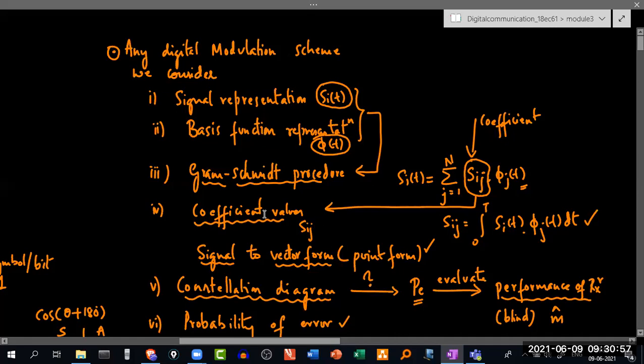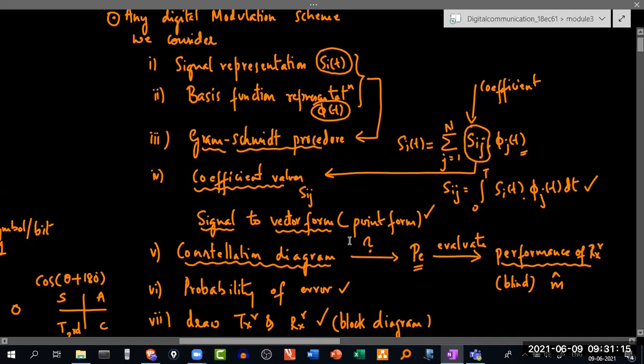why are we trying to find these coefficient values? We have a reason for that. We are trying to convert the signal into vector form, which is also called point form. And why do I need to convert the signal into point form? Because finally we have to draw a diagram called the constellation diagram. A constellation diagram is a diagram that contains all the message signal points in Euclidean space.